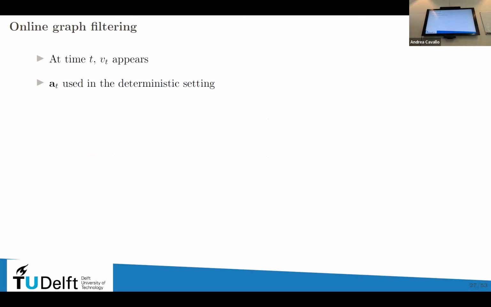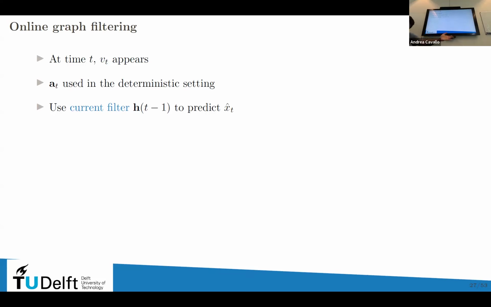And now we go into what essentially happens in online graph filtering. At time t, we have the new node. If a_t is known, we attach it into the graph, we update it, and then make the prediction. And if it's not known, then we make the stochastic prediction, which is the expectation. We have the current filter, which we had at that time, and we use this filter to predict what the value would be at this node.